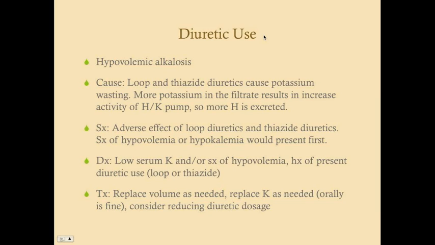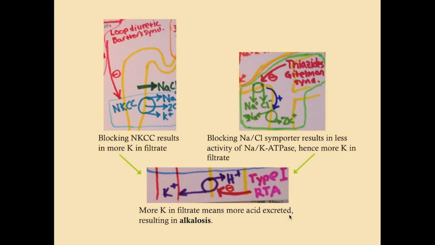The treatment here is pretty simple. You're going to replace the volume as needed, and then replace your potassium as needed if they do have hypokalemia, and orally is going to be fine. And then consider reducing their diuretic dosage or switching them to a potassium-sparing diuretic. And then this just shows the mechanism. It's very good to know where the loop diuretics and where the thiazide diuretics work.